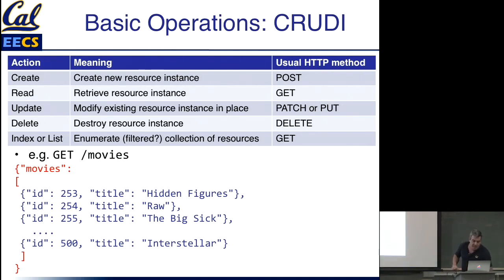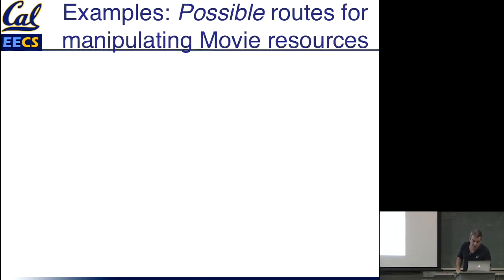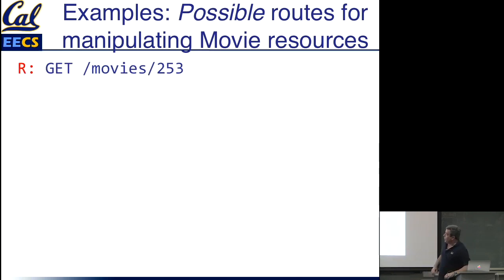So if that's an example of a get, what are some other possible routes for manipulating resources associated with a movie? Okay, well that was the index, right? Give me a list of all movies, and in real life we'd probably provide some optional arguments to filter the results down. So what about read? Well, if a movie exists, we could say something like get /movies/253. That might be a nice RESTful route for saying I would like a representation of the movie whose ID is 253, assuming that ID exists.